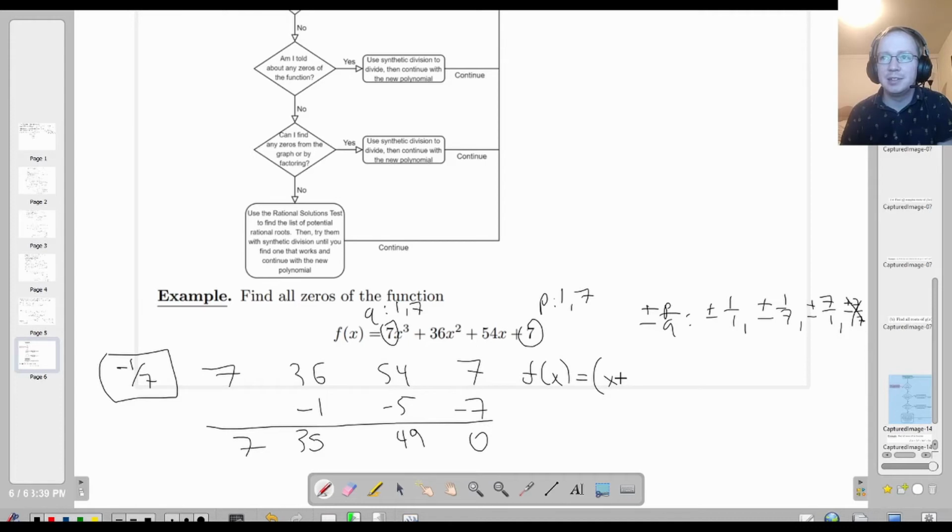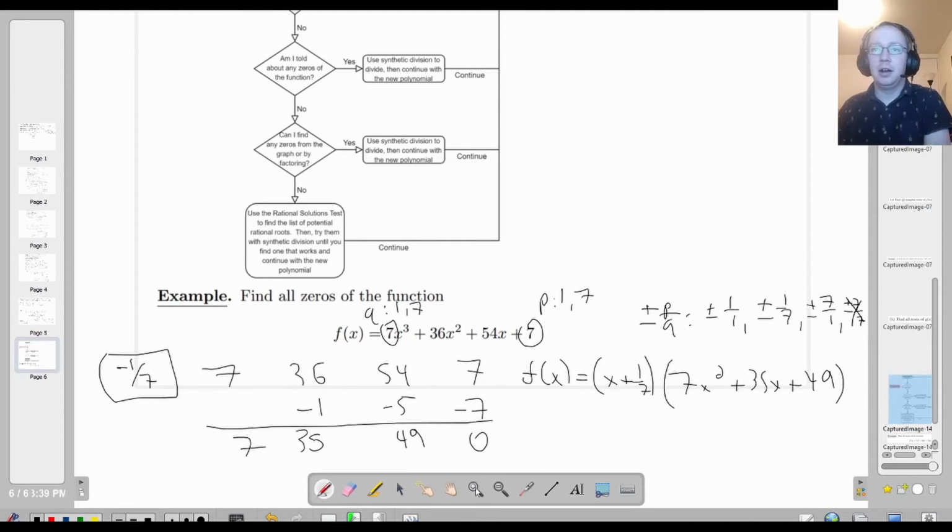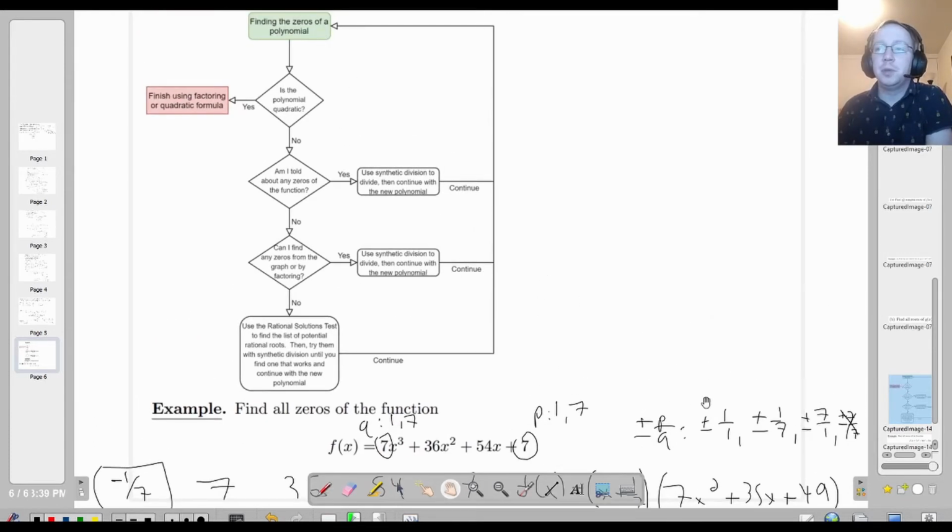In other words, x minus -1/7 is a factor. And when I divide by that, I get 7x squared plus 35x plus 49. So at this point, I should start my process all over again with my new polynomial.